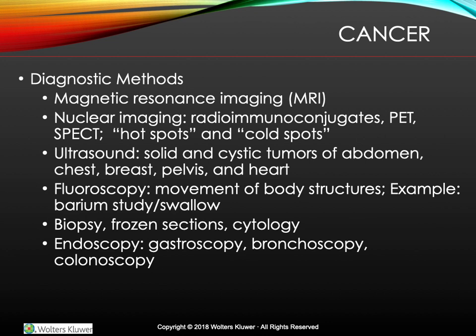We look at all these under a microscope because you're looking for those abnormal cells. Endoscopies include a gastroscopy as well as a bronchoscopy and a colonoscopy. So we can obtain samples during those procedures to look at under the microscope as well to help us with the confirmation of cancer.